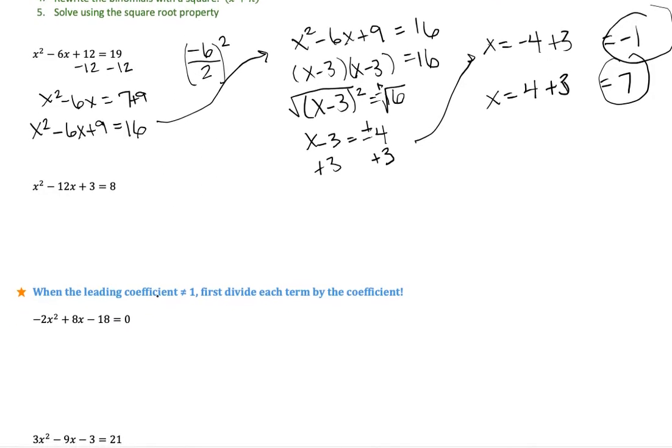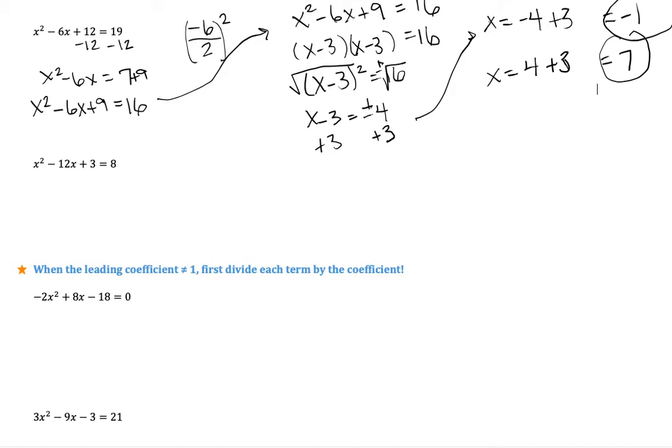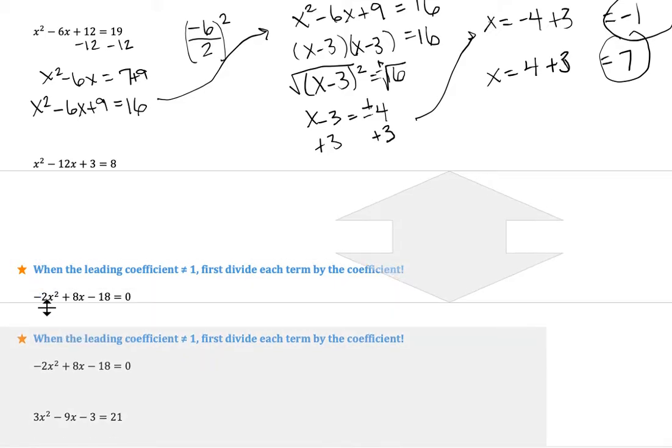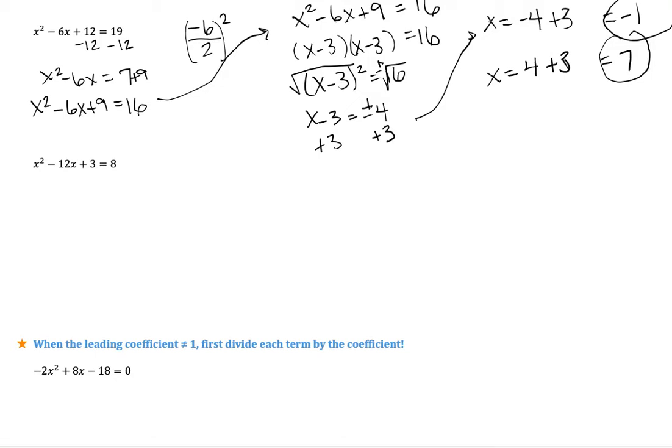Let's try another one. Okay, so again, we need to start with this 3 on the other side. So I have x squared minus 12x equals 5. And then I need to find half of b and square it. So half of b is negative 6. And squared is going to be 36.